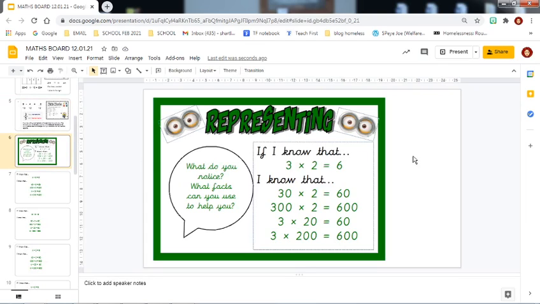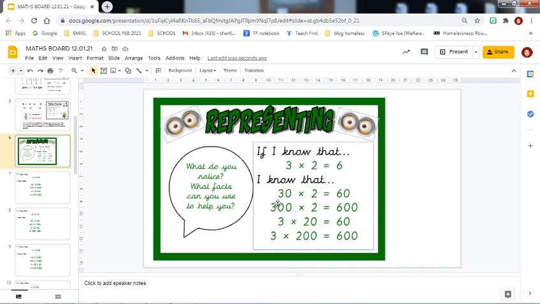We're going to now move on to our representing, and I'm going to use facts that I know, and they're going to help me to show you what else I know. So let's have a look at what do you notice? What facts can you use to help you? In this example, I know that 3 multiplied by 2 equals 6.